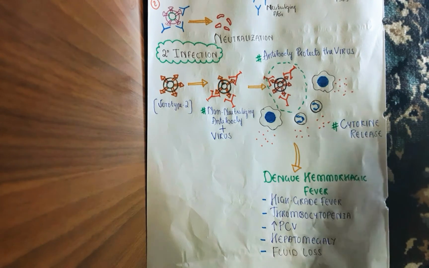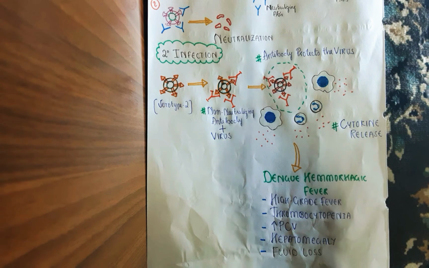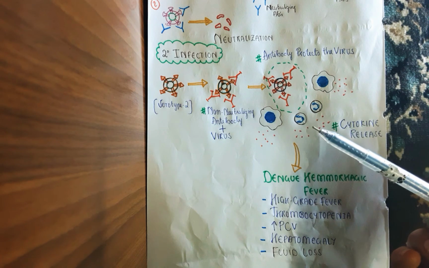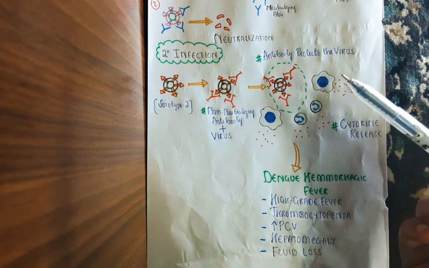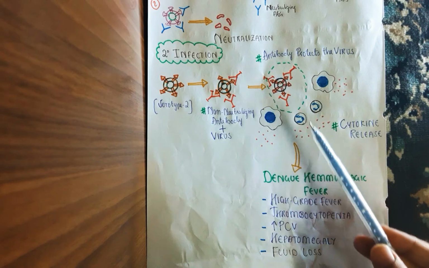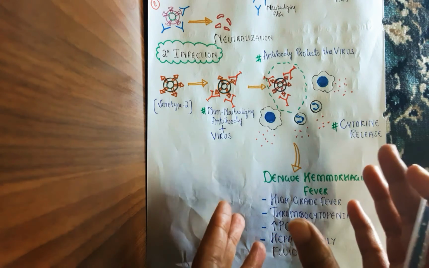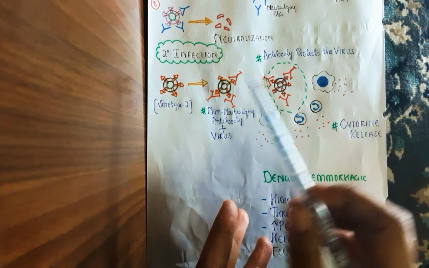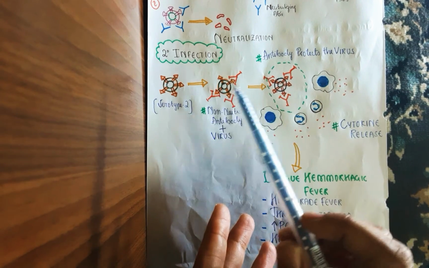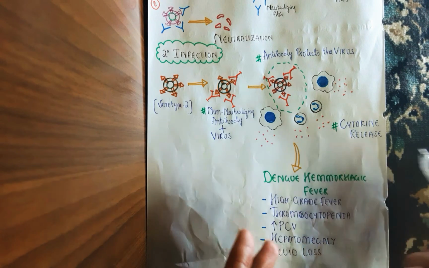So this is the reason why secondary infections are more dangerous than the primary. And as the antibodies protect the virus, there will be enhancement in its function, like its effects are enhanced. So during the secondary infection, this whole process is referred to as antibody dependent enhancement, because the antibody here protects the virus and does not degrade or destroy it, but it enhances the function of the virus, hence referred to as antibody dependent enhancement.